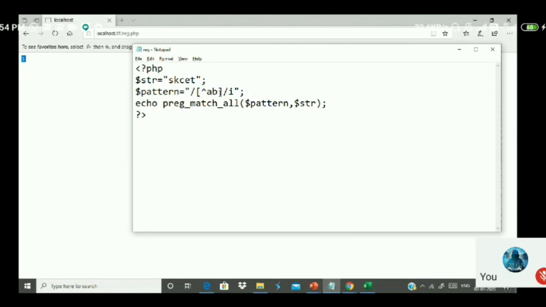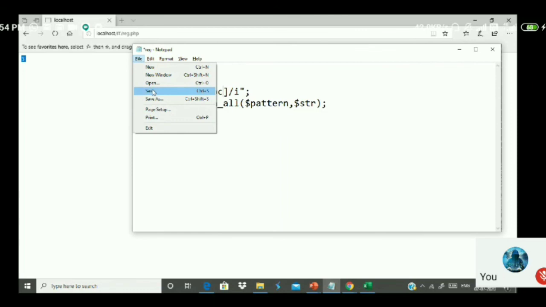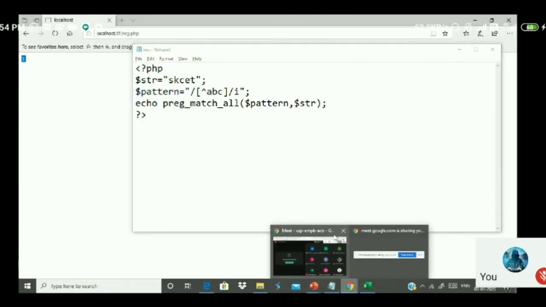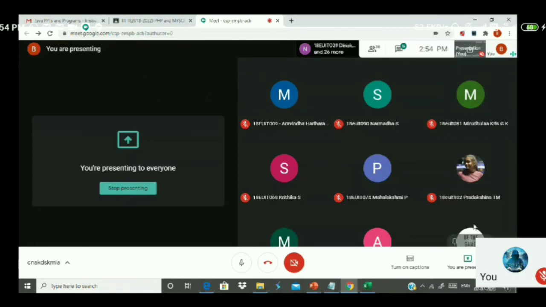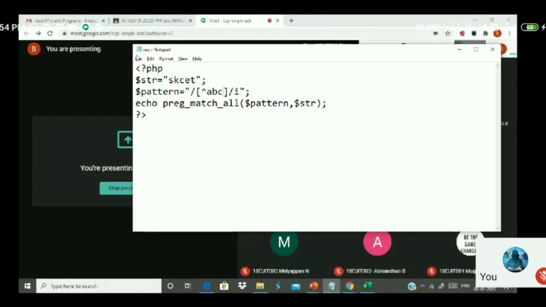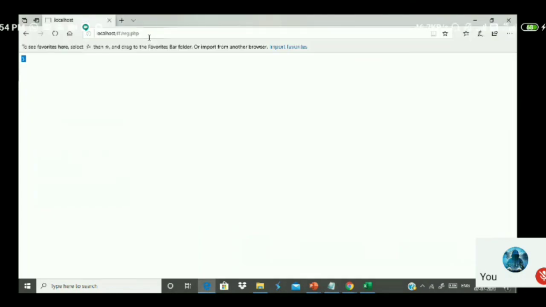Suppose if I put C here. This question goes to Mridula. Mridula, are you connected? Can you tell me what is the answer when I do like this? 4, sir. Why is there not a match? Because a C exists in the string. So S and K match, C does not match, E matches and T matches. So finally, I'll get an answer of 4 here. Very good, Mridula.